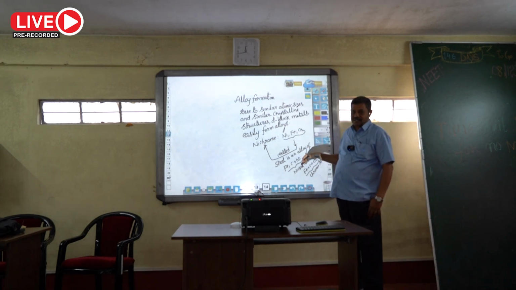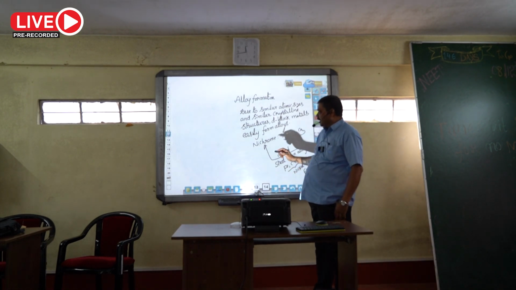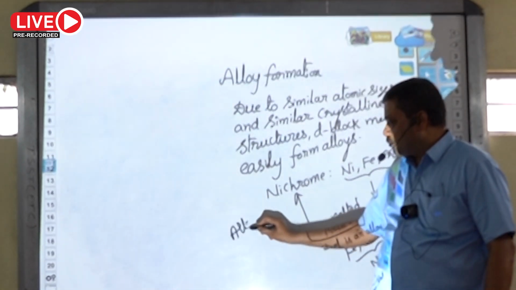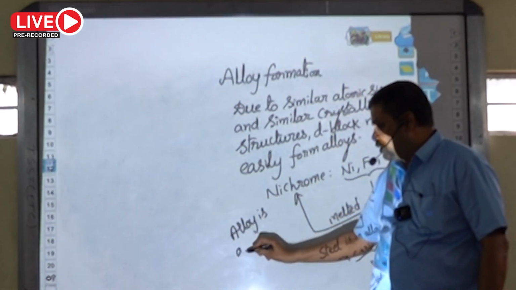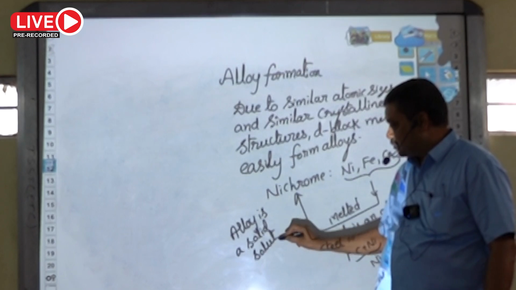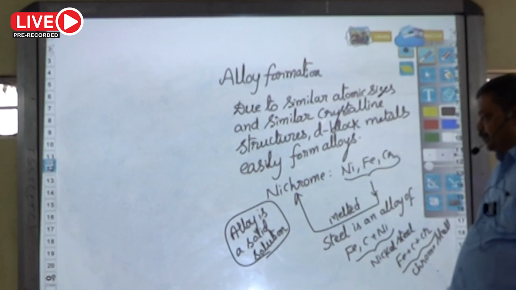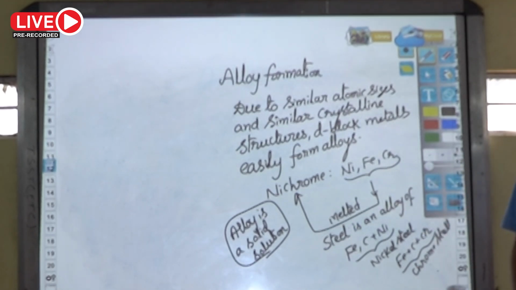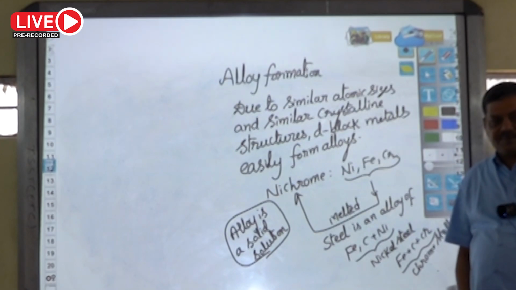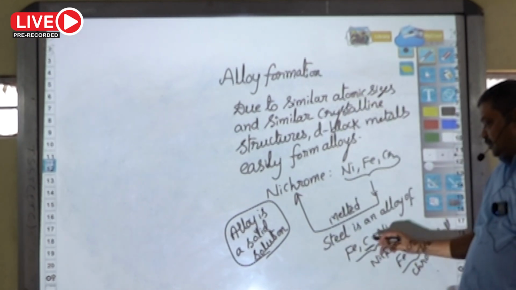So different steels are there. So actually an alloy is a solid solution. A homogeneous mixture of two or more metals. What is the definition of an alloy? It is a homogeneous mixture of two or more metals, which may contain a non-metal also.